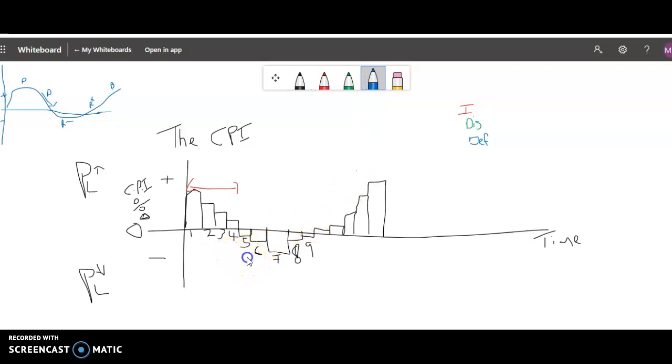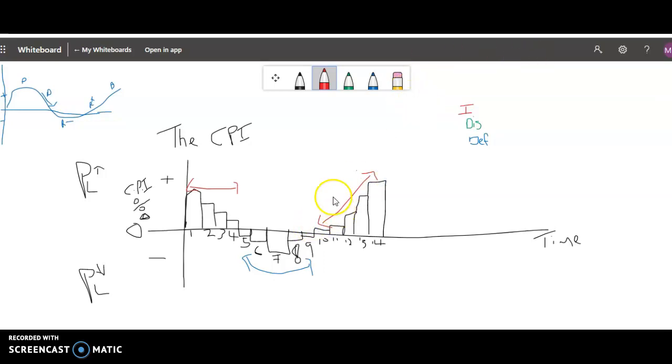So I'm going to label 5 to 9 deflation. Then you can see after period 9, we have 10, 11, 12, probably too many bars, maybe you should have done less, 13 and 14. Since these are all above 0, the price level is increasing. So again, that is inflation, and we can label these as all inflation.